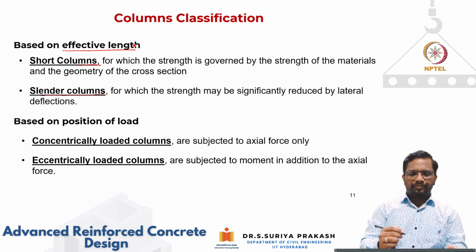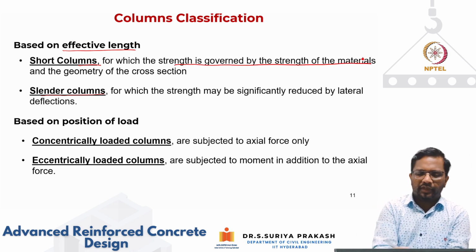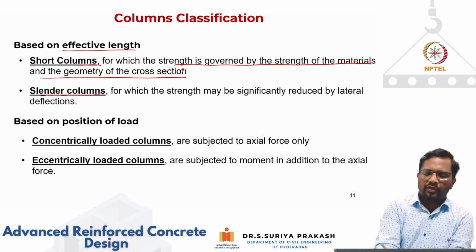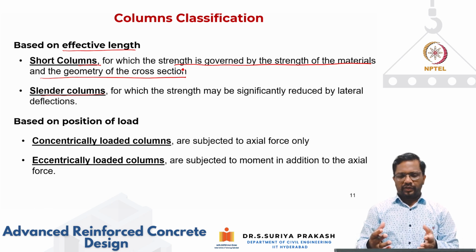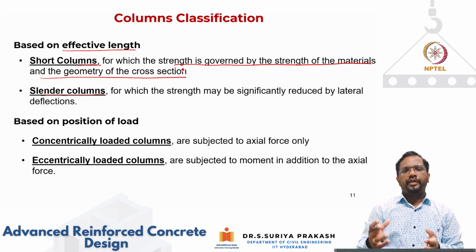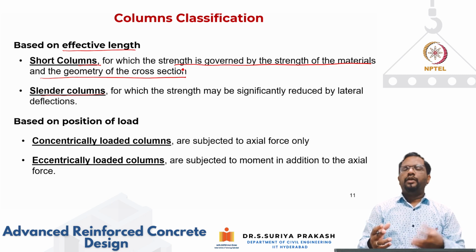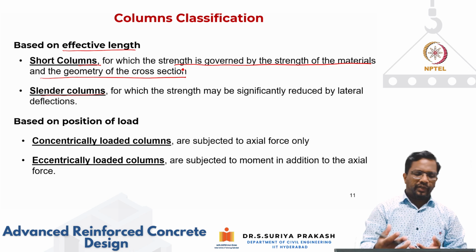In a short column, the strength is governed by the strength of the materials that we are using and the geometry of the cross section. That means what kind of concrete strength we are using, and it will be governed by material failure. So either the concrete is going to fail by reaching its ultimate strain, or the steel is going to yield. So you end up with a material failure in short columns.